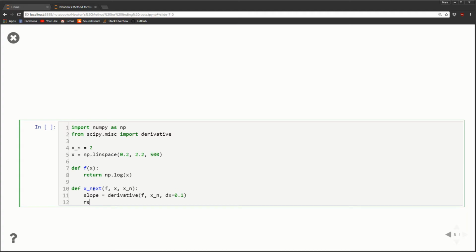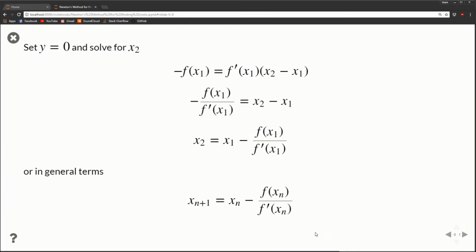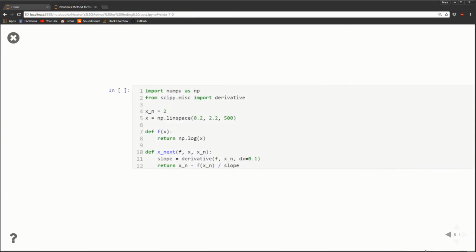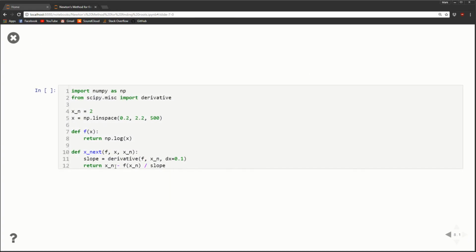And then all we need to do is return the previous guess x sub n, and then we subtract f of x sub n divided by the slope. If we go back to our equation, you can see that the next point is equal to the previous point minus f of x at the previous point divided by the slope at the previous point. That's what we have here, the previous point minus f of x at the previous point divided by the slope.